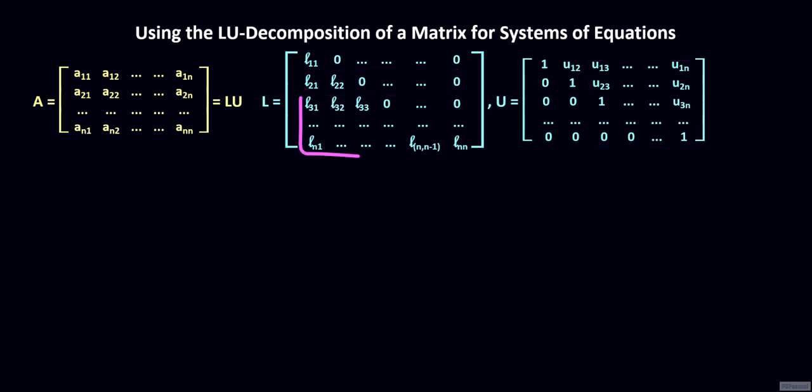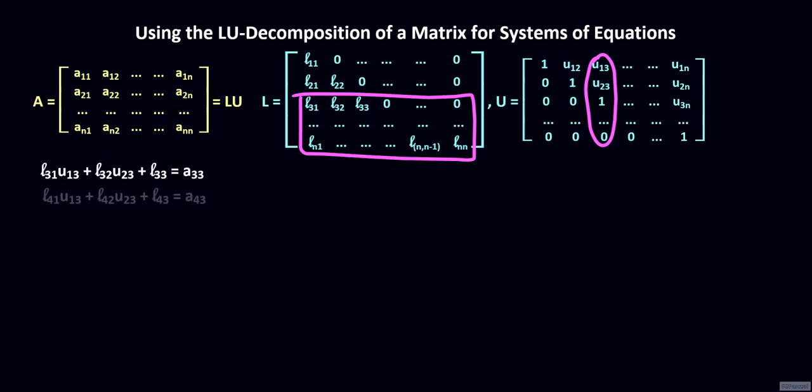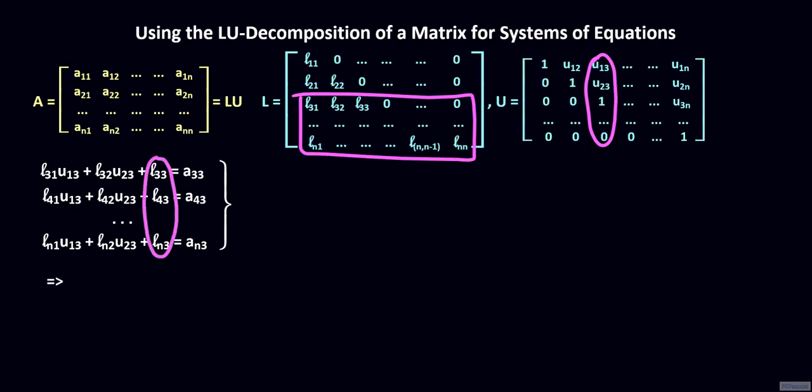Next, we multiply L excluding its first two rows to the third column of U to get this set of equations. Generalizing for the components of L in the third column, L sub i3 should be equal to this quantity.